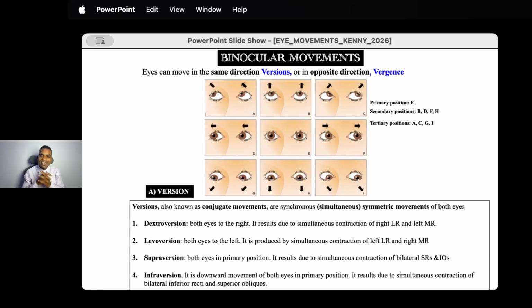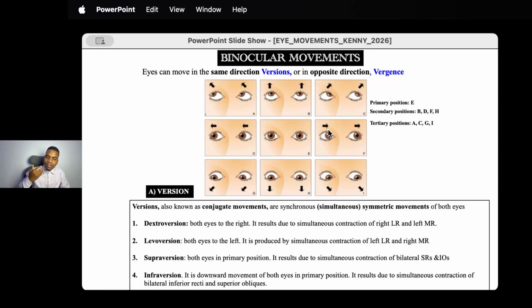Movement of the eyes in the same direction is called version. So versions are the ocular motility of both eyes moving to the same side. And then when the eyes are moving in the opposite direction, it is called vergence. So it depends on where they are looking. So we're starting with the versions.